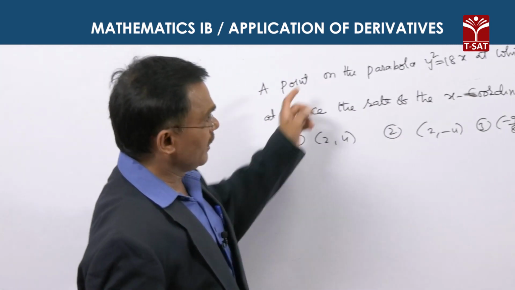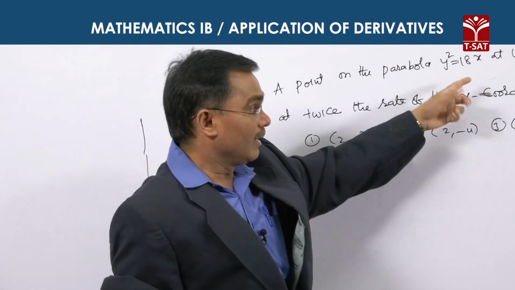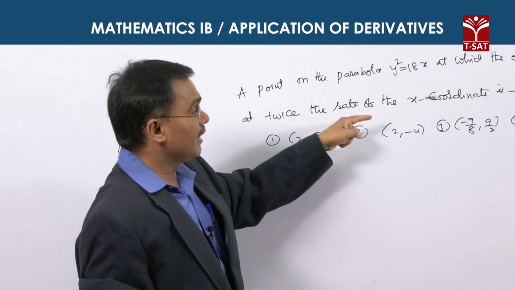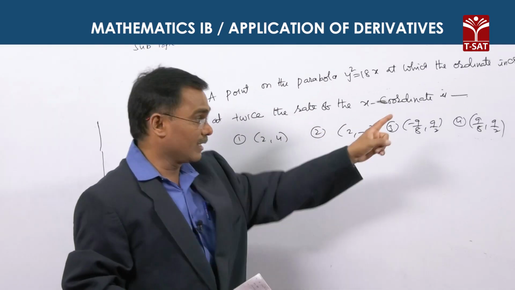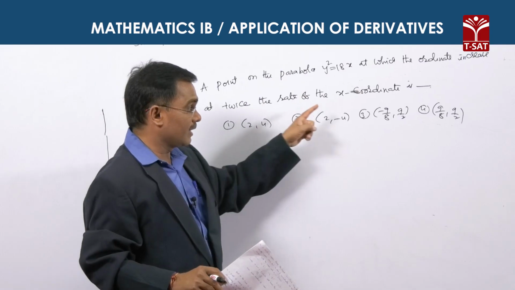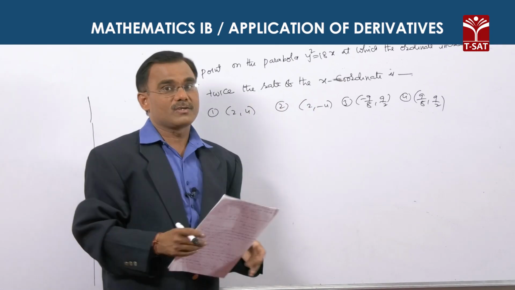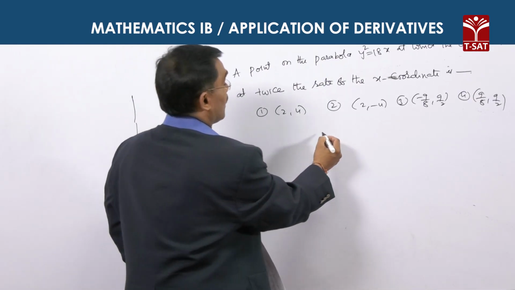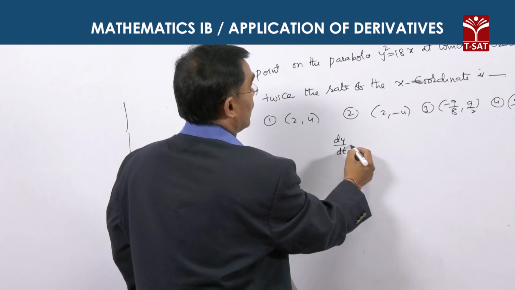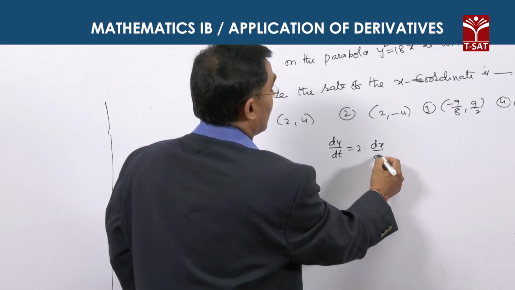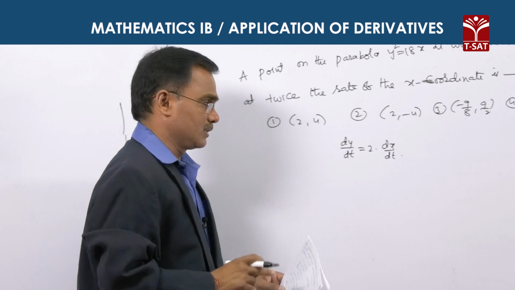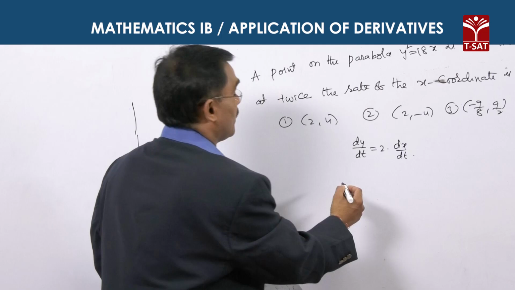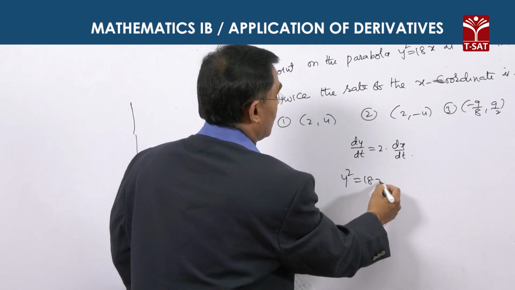What is it asking? A point on the parabola is given. The ordinate, the y coordinate, increases at twice the rate of the change in the x coordinate. The rate of the change in y coordinate is twice the rate of the x coordinate. At which point is what is asked. So what is given here? Given: the rate of the y coordinate is twice the rate of the x coordinate. This is the given hypothesis. And the curve, the parabola equation, is y square is equal to 18x.